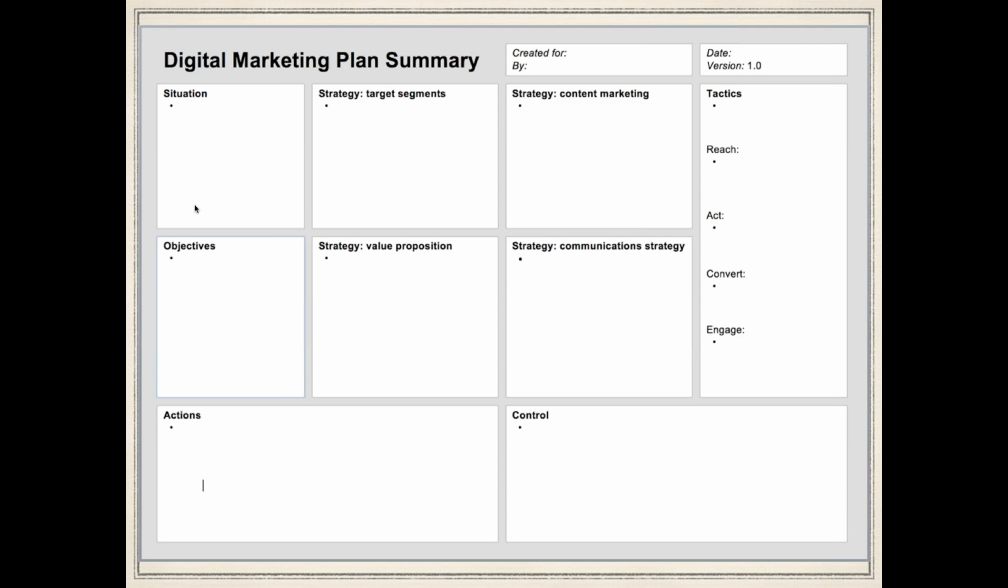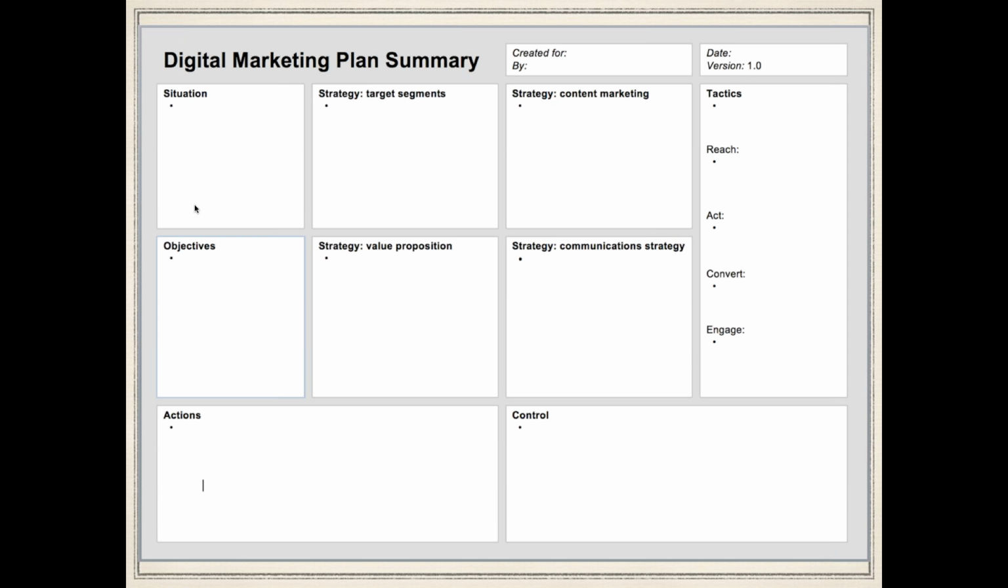From that point, from identifying and assessing what your situation is, and then going into your objectives, the next thing you would want to do is come up with a strategy. What is my strategy for achieving my objectives? And the strategy is broken out into 4 boxes. First, identifying who are the target segments. Who are we targeting? Followed by, once we've identified who we're targeting, what is our value proposition? What are we offering them?